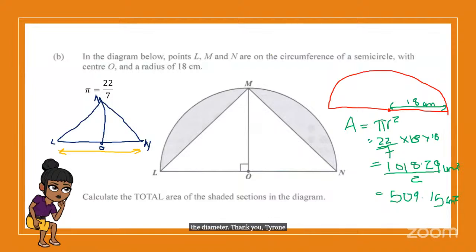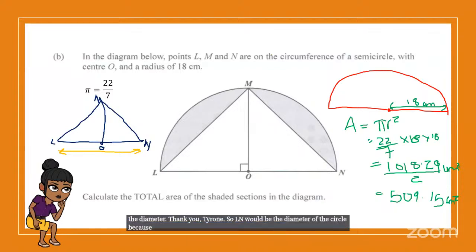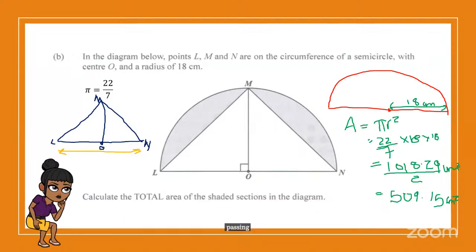So LN would be the diameter of the circle because it goes from one point of the circumference to the other, passing through the center of the circle. So the diameter here is how much again? 36. 36 centimeters. Awesome. All right. We're going somewhere. What else do we have?